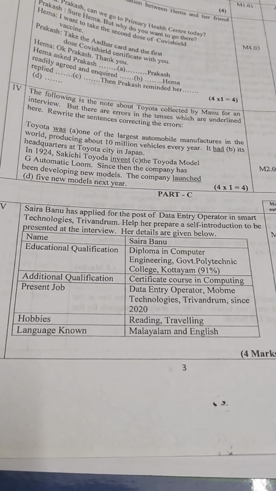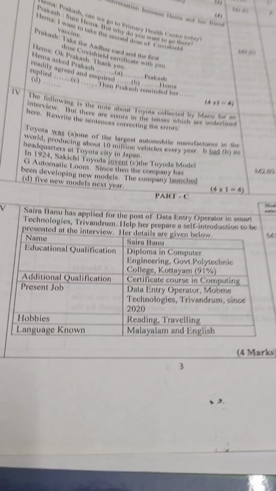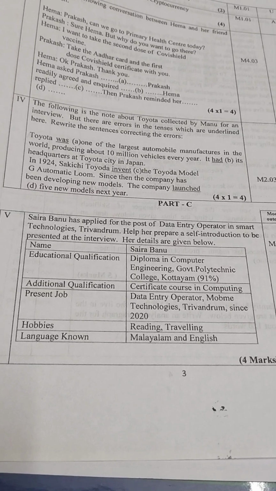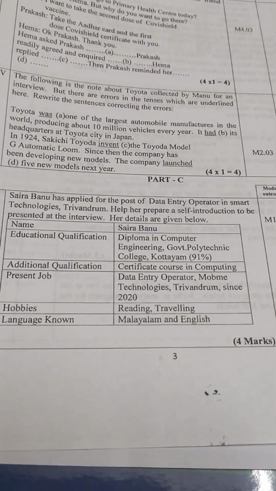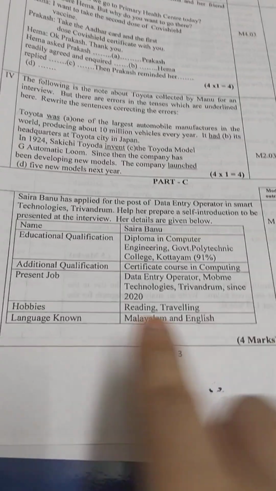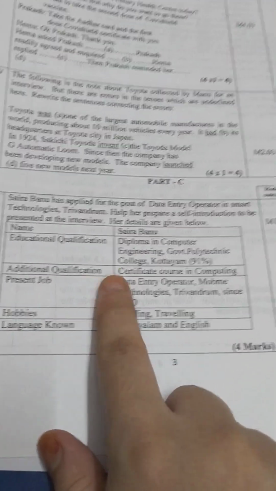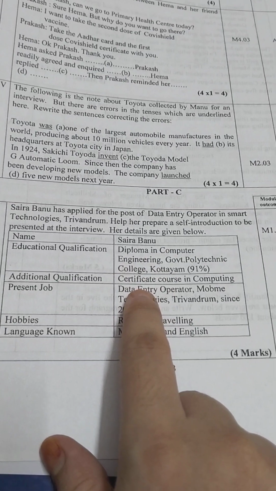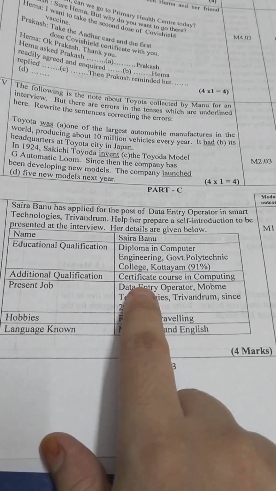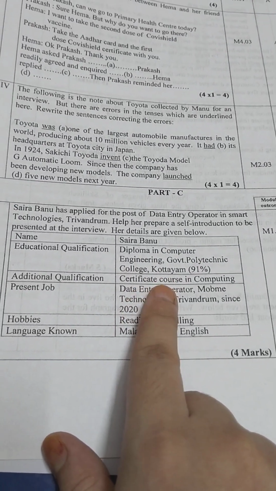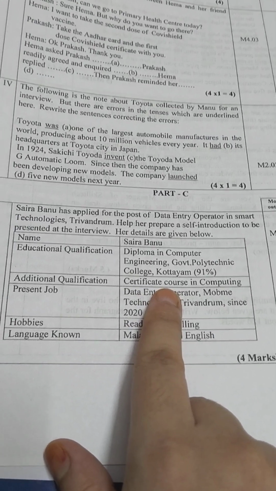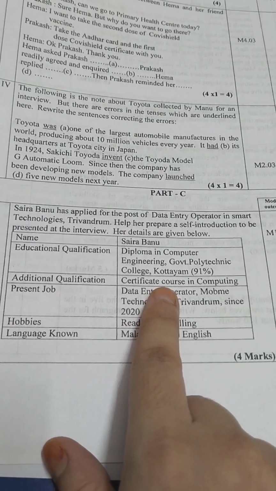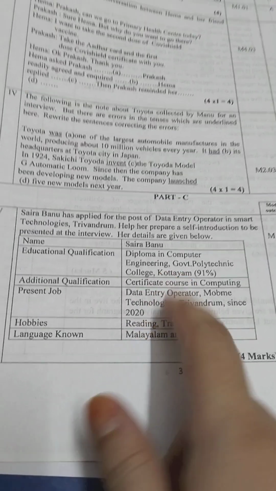Now my educational qualification will be wrong because you can see she has additional qualifications also. So you can say my additional qualifications are diploma in computer engineering from Government Polytechnic College, Kottayam. Okay, and I have an additional qualification, that is certificate course in computing.